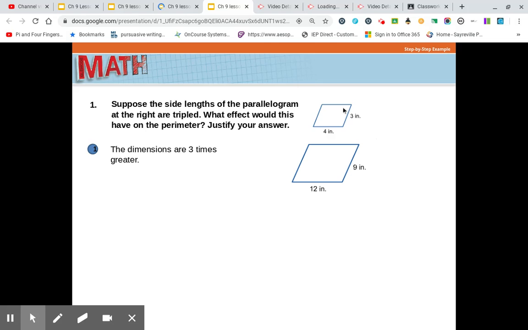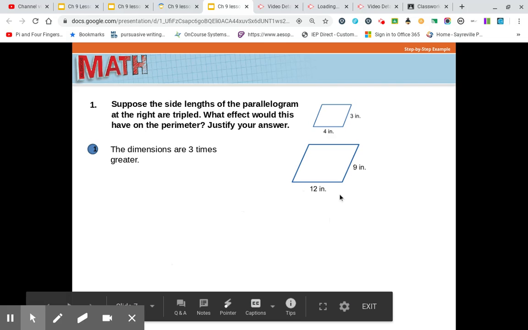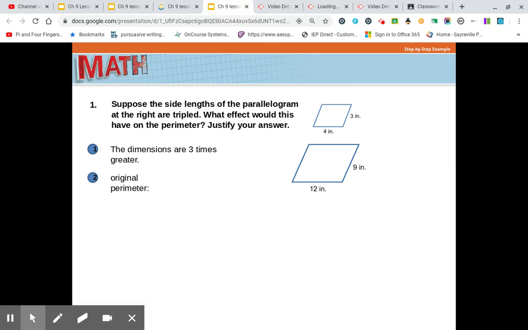So if you look here, this side is 3. If I'm asking you to triple it, what's 3 times 3? 9. This side is 4. So what's 4 times 3? 12. And you're going to click through. So the original perimeter would be 2 times 4 plus 2 times 3, which is 14.